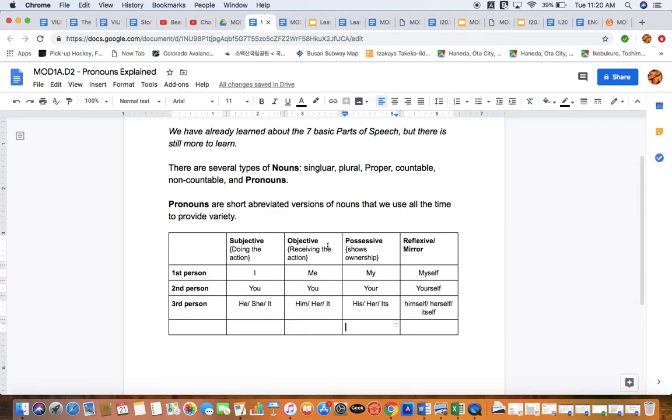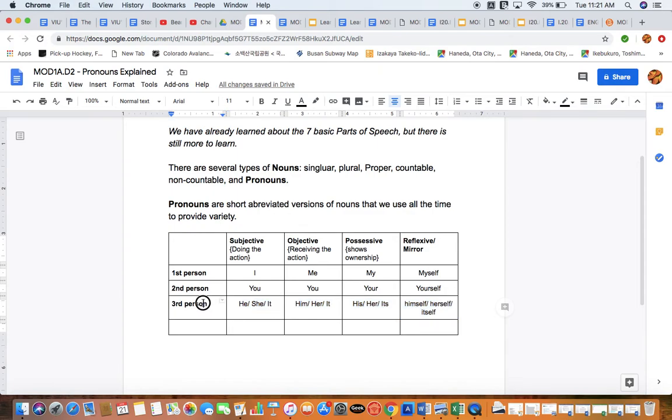So subjective first person, I. Objective first person, me. Possessive first person, my. Reflexive, myself. Second person, you, your, and yourself. And then these are kind of the most common right here. We see these used all the time.